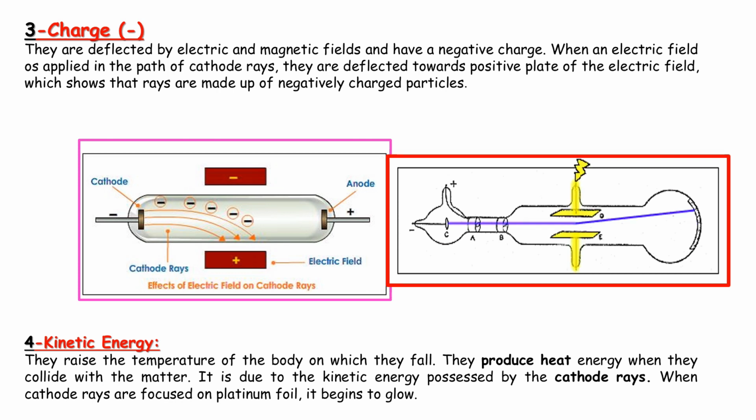Kinetic energy. The fourth property suggests the kinetic energy possessed by the cathode rays. It is because they raise the temperature of the body on which they fall. They produce heat energy when they collide with matter. For example, when placed in the path of cathode rays, platinum foil begins to glow.